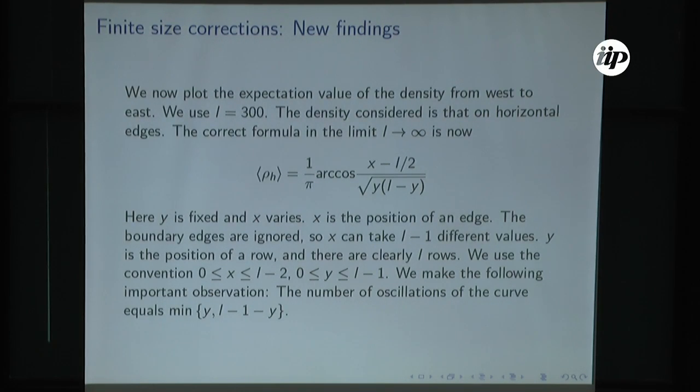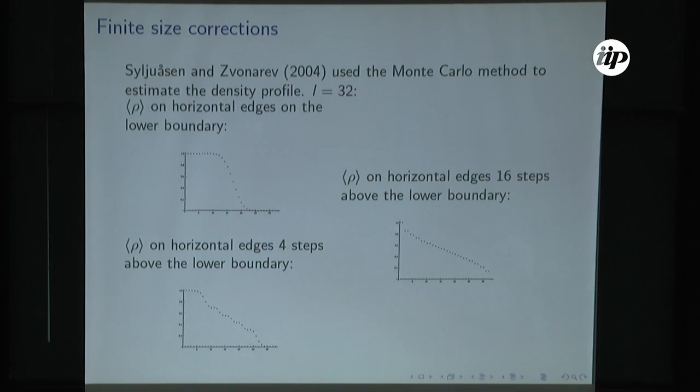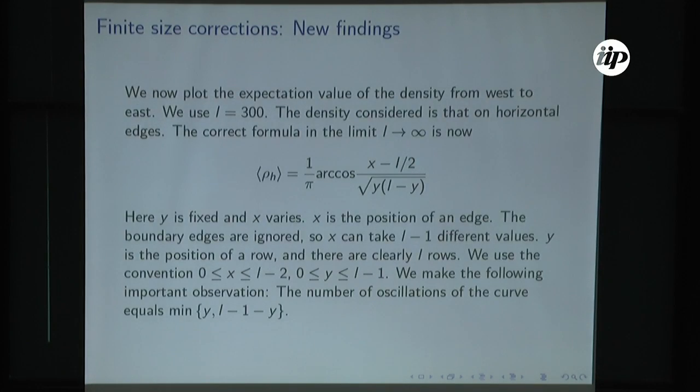So now, I've also done some Monte Carlo on the finite size correction. I consider L equals 300 in this example. Here the picture is a bit clearer than in the previous case, where the size was only 32, as we shall see. Again, if we evaluate the integral in the thermodynamic limit, we get an exact expression. We shall see how the result seems to deviate from this expression.